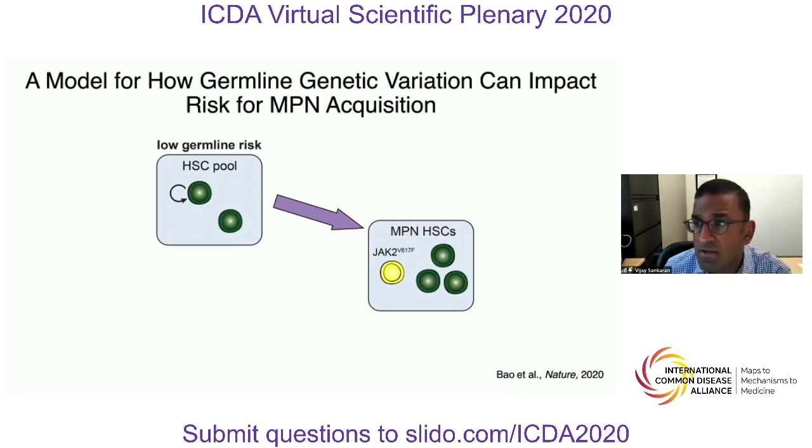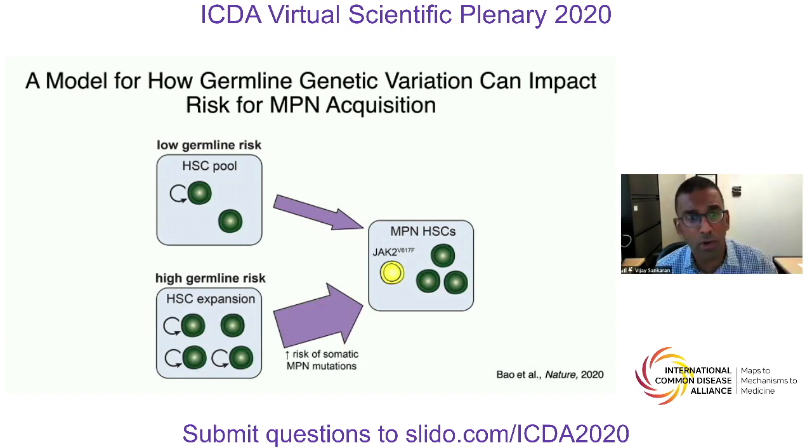In that there are individuals who are at lower germline risk and therefore have a certain degree of self-renewal, and individuals at higher germline risk and across the spectrum of variation then have higher degrees of self-renewal, thus increasing the risk of acquiring somatic mutations causing these disorders.